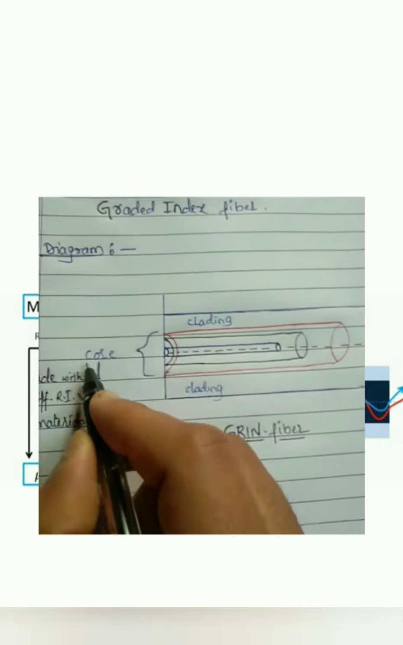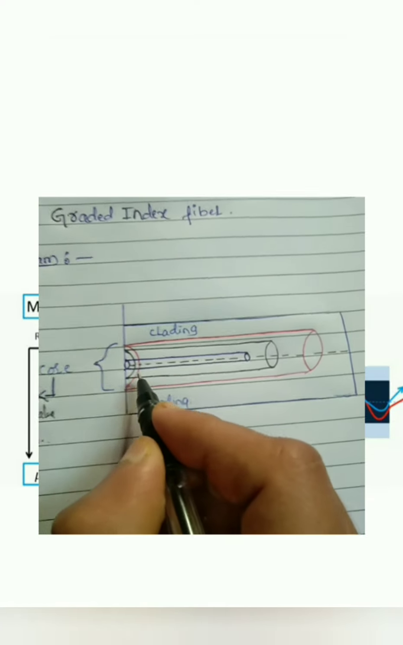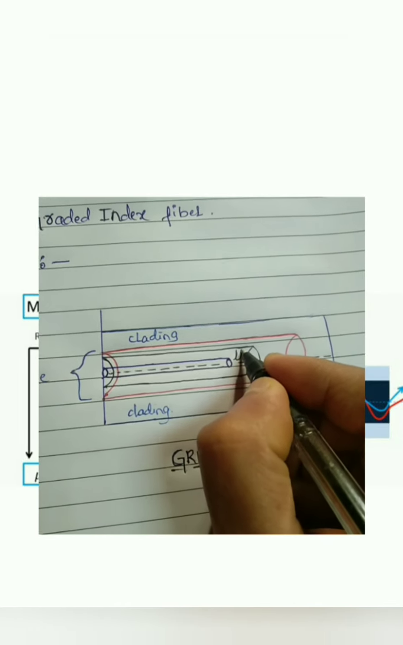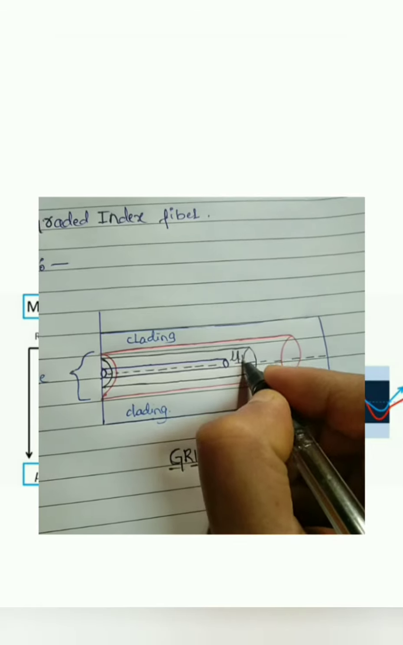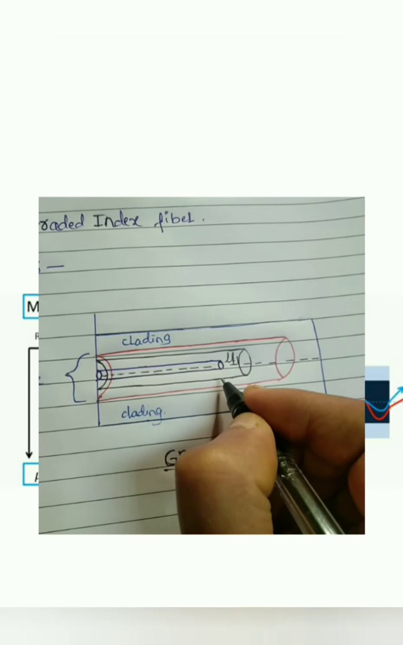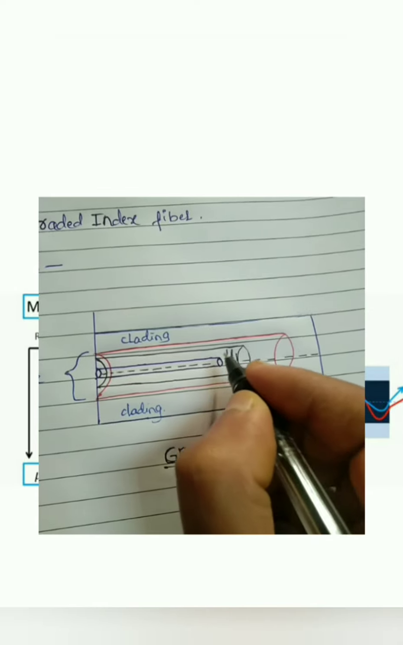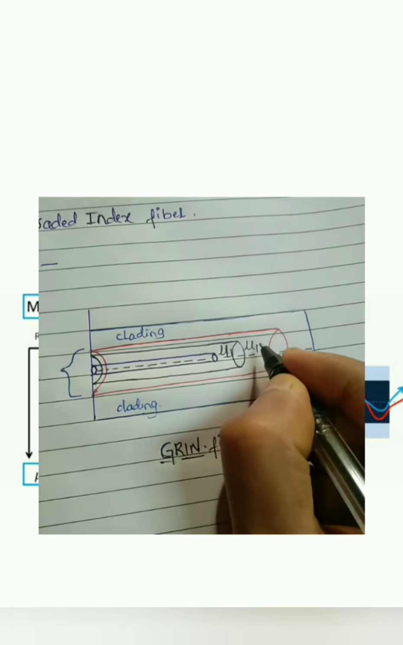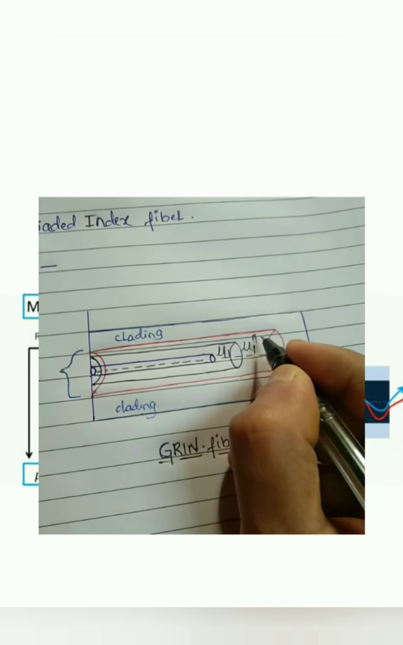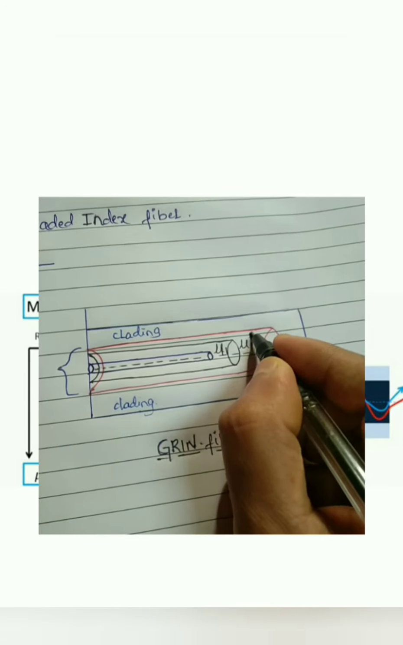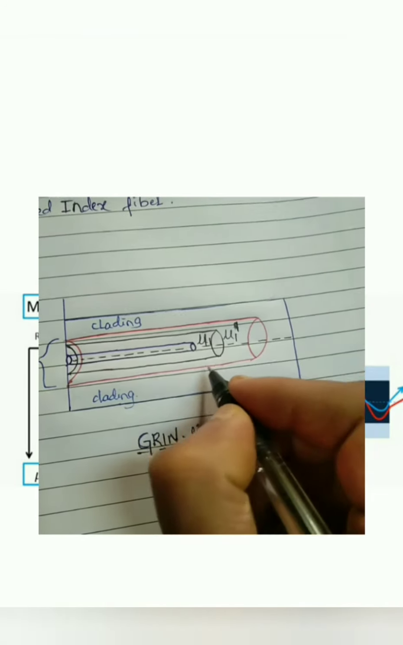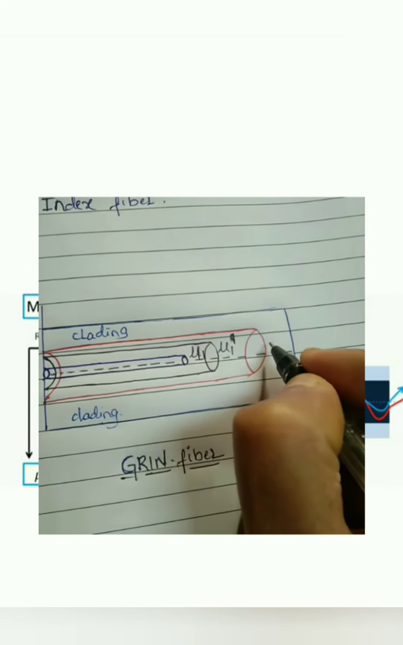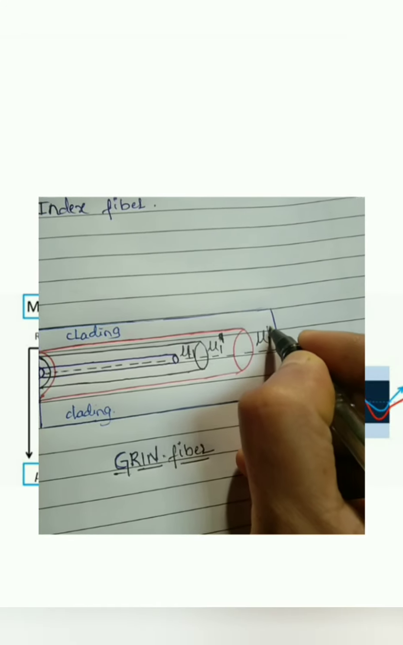See, the center part is called the core. Yes, no? This is called the core. At the center, this is represented as mu1, the mu1 refractive index. The second line, above the mu1 refractive index, is called mu1 dash. Next, the red line is called mu1 double dash.